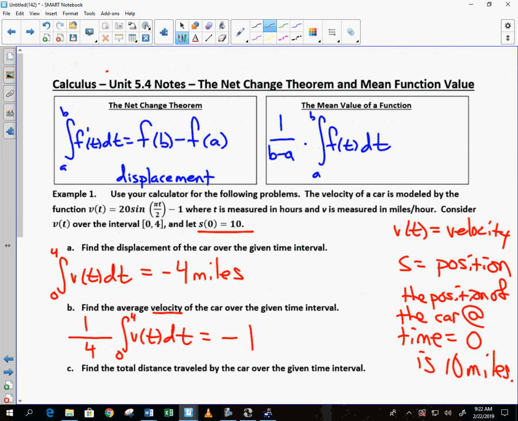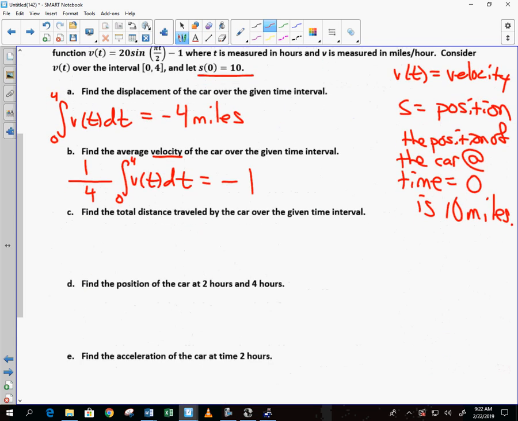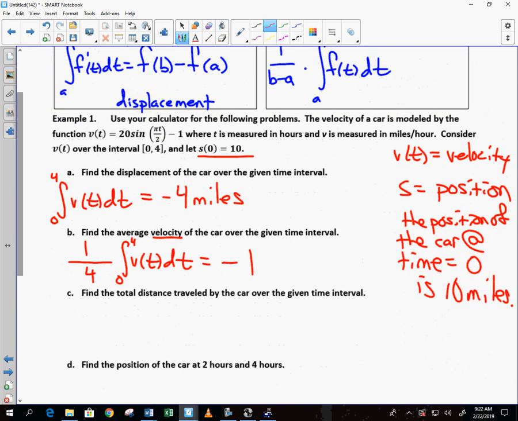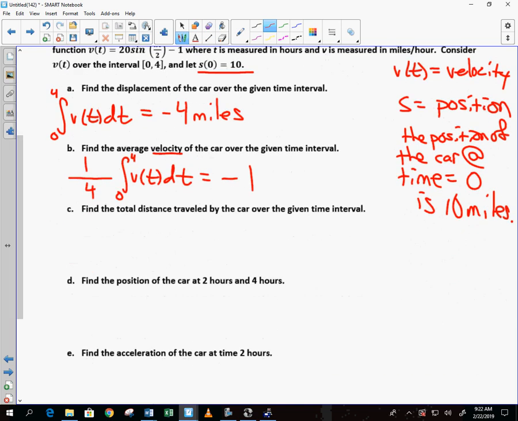The mean value or the average value of a function is 1 over the width of the interval times the integral from a to b of f of t dt. So the important thing is to identify what is the function you're trying to find the average value of. It says find the average velocity. So we are given the velocity function, aren't we? So we just put the velocity function there, 0 to 4, and what goes out here? 1 over b minus a. 1 over 4 minus 0. And since this was -4, 1/4 times -4. Now, what's our label? Miles per hour, because we're finding velocity.